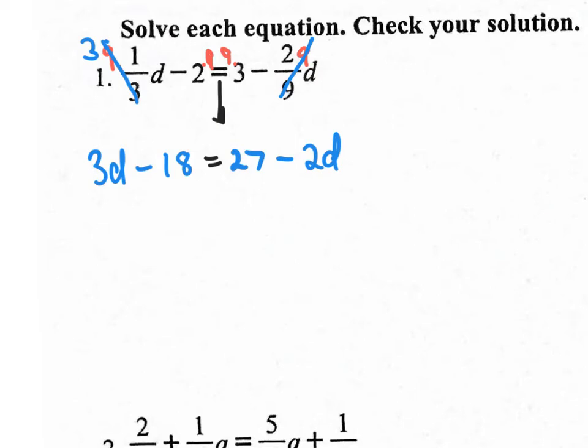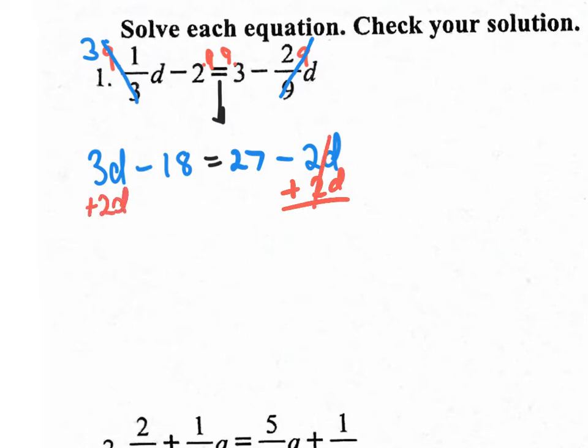We want to get x by itself, or in this case, d by itself on one side. And the problem is d is on both sides of the equal sign. You don't want it on both sides. So which one are we going to get rid of? Okay, if you want to get rid of that minus 2d, let's get rid of it by doing the opposite of minus 2d, which is plus 2d. And what you do to one side, you must do to the other.